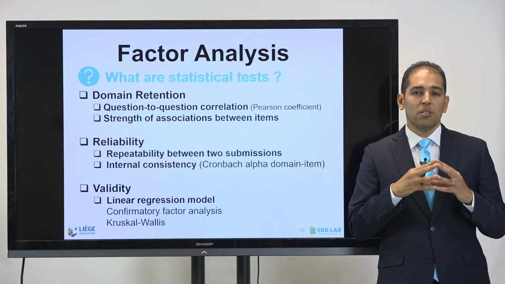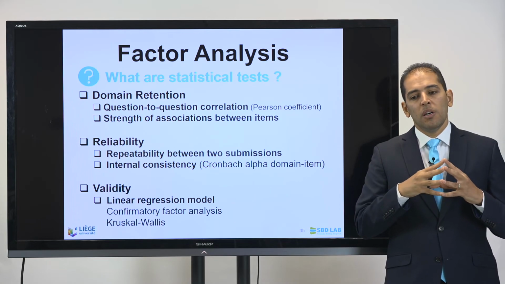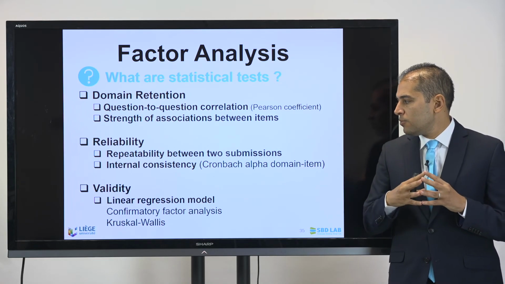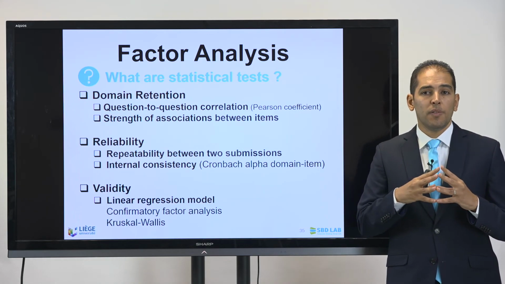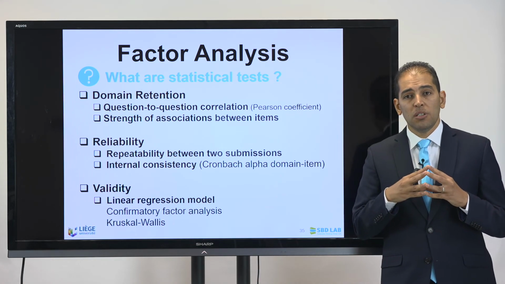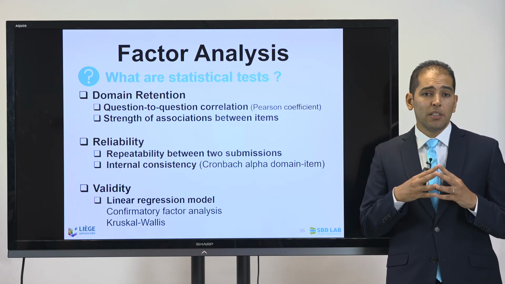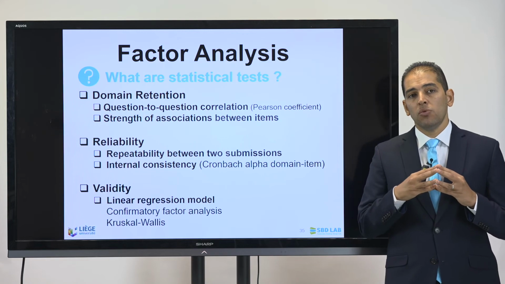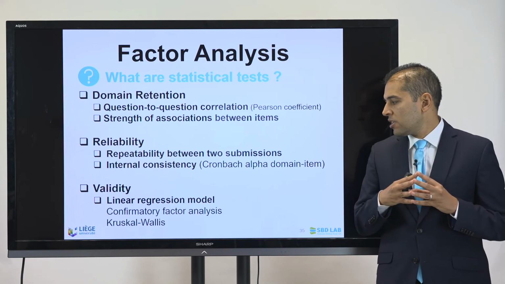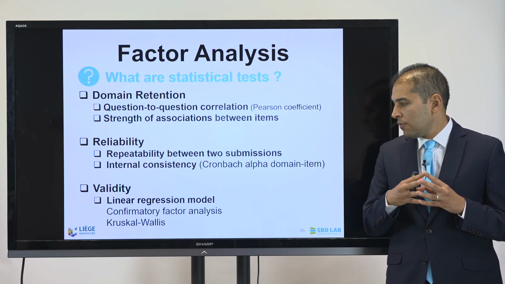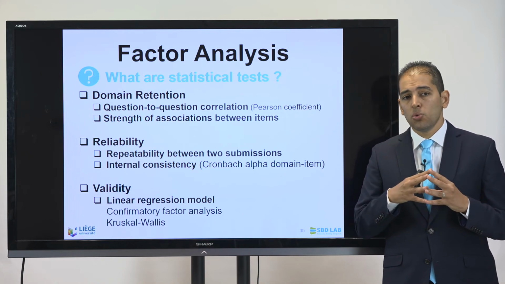The second type of factor analysis test that needs to be done is to test the reliability of your survey. So you need to do repeatability between the submissions. Try to do pilot testing with at least 15, 20, 25 persons. Internal consistency needs to be measured using the Cronbach alpha indicator for the domain items. And for sure, the third aspect to take into account is to measure validity. So you need to run some linear regression models to check the confirmatory factor analysis, and you can use the Kruskal-Wallis test, which is very suitable in this case.